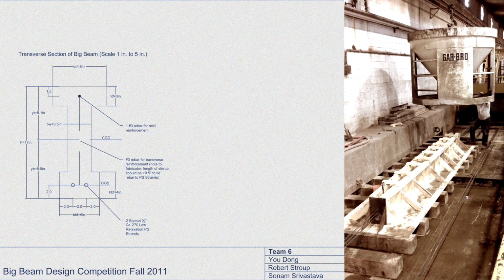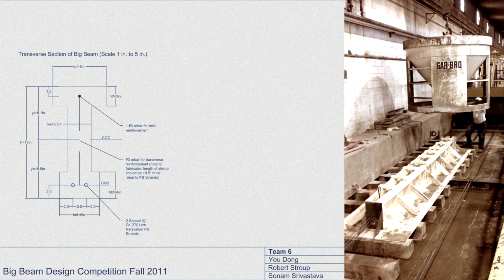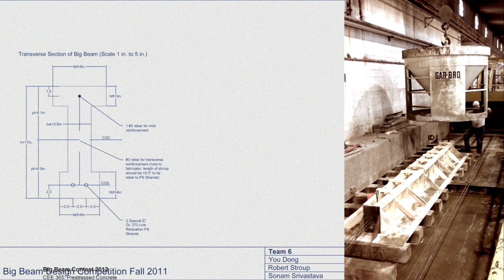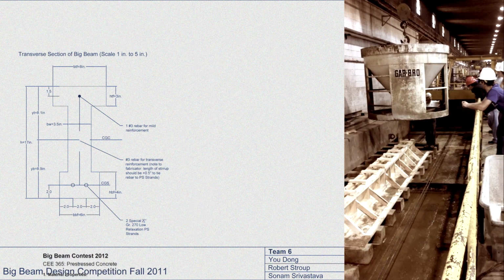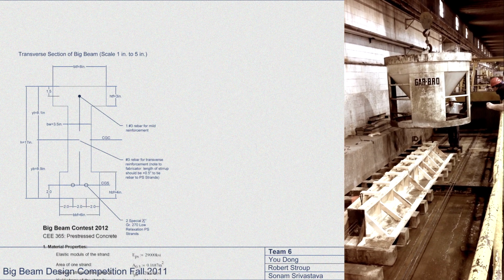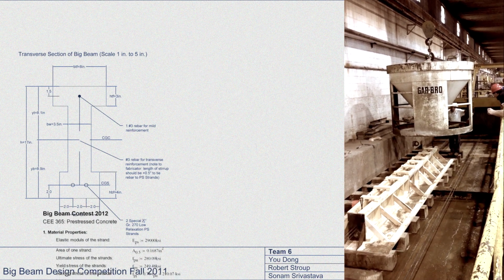For our design of the 2012 Big Beam Contest, we strove for three things. 1. To use an economical amount of pretension steel. 2. To design for failure in flexure rather than in shear. And 3. To keep the overall design simple.